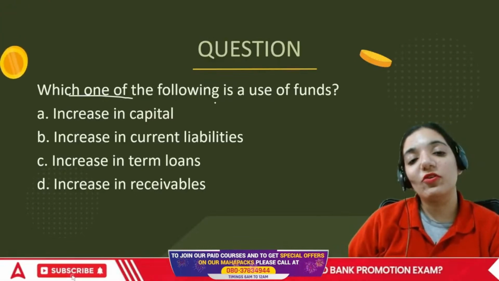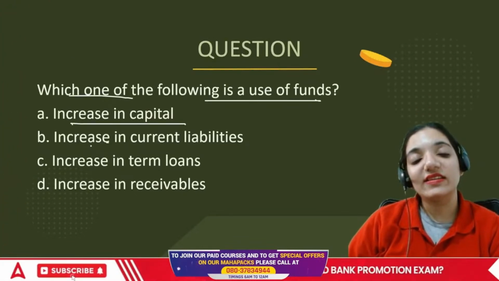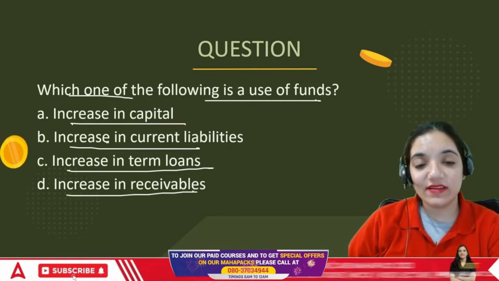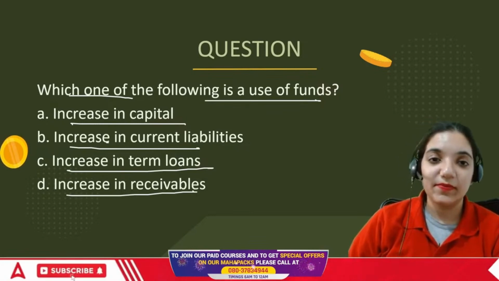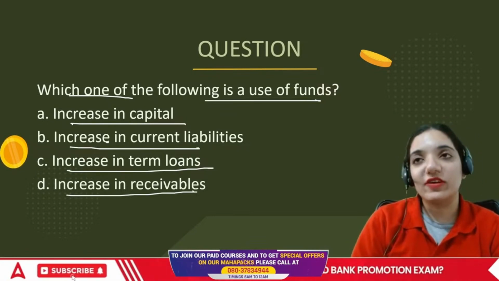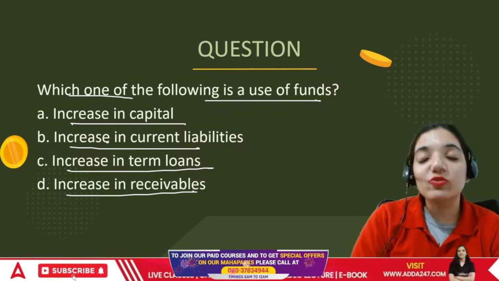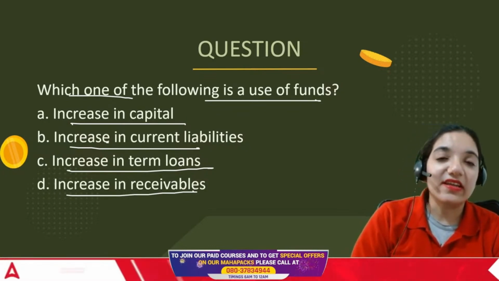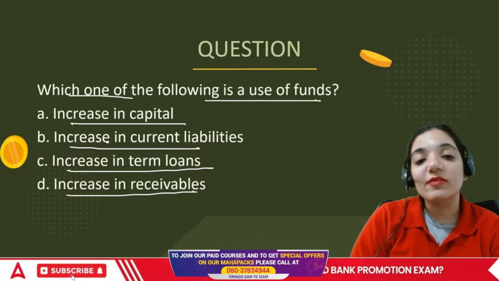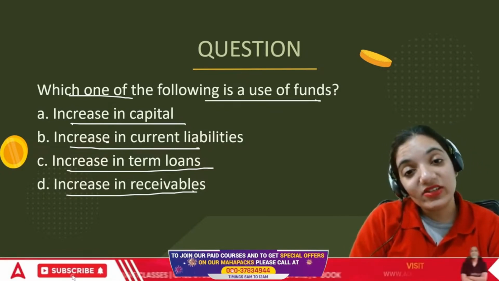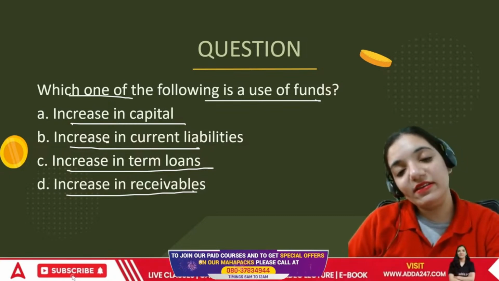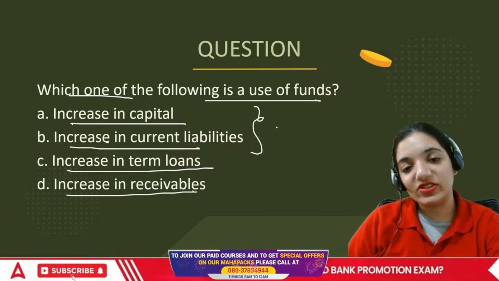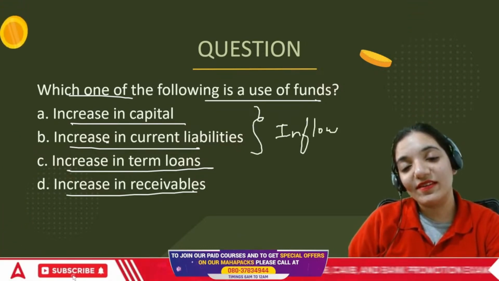Which one of the following is a use of funds? Increase in capital, increase in current liabilities, increase in term loan, or increase in receivables? Use of funds means where we are actually using the money. Increase in capital, we are getting money. Increase in current liabilities, again, we are getting money. Increase in term loan, we are still getting money. So in the first three, it is basically inflow of funds. That's not application, it's just inflow.